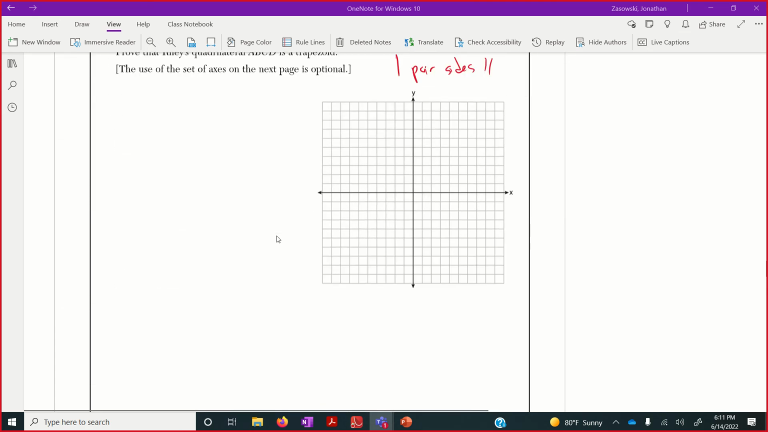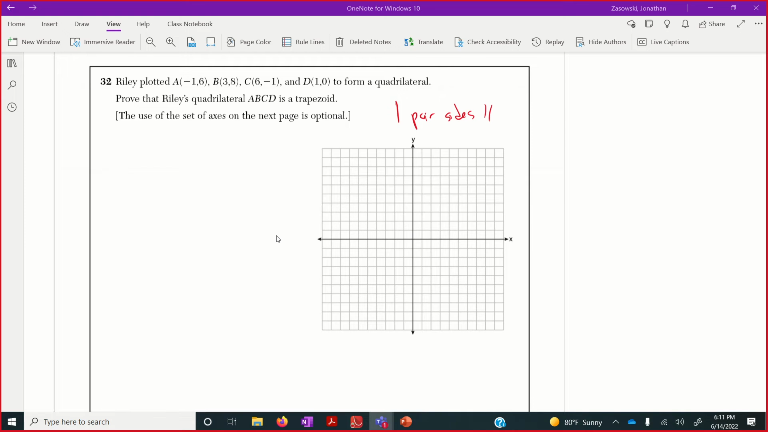Taking a look at number 32 here. So Riley plotted the points, and she wants to form a quadrilateral. We want to prove it's a trapezoid. We talked about in class, we need to make one pair of sides, so two sides that are across from each other, the opposite sides, going to be parallel.